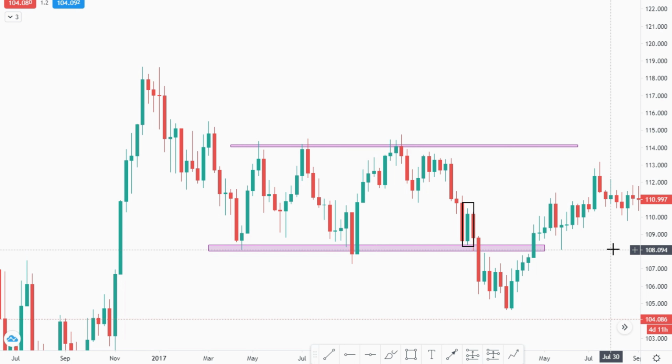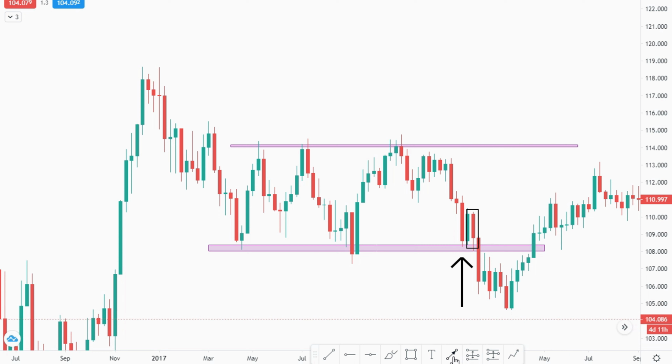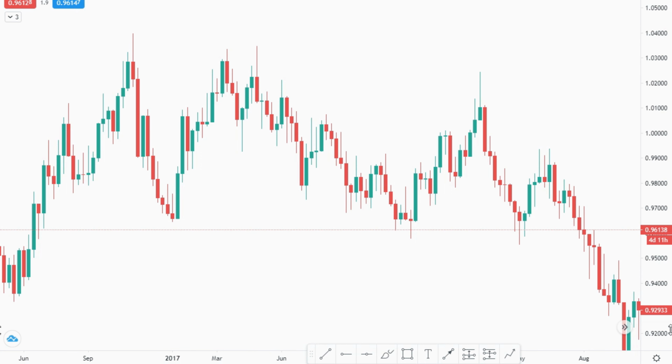Here is another example beginner traders make. They saw the small green candle, immediately jumped into the trade and took positions. The reason behind the green candle is some short sellers taking profit at the key level. Then it was followed by another bearish candle, which shows that there is no buy opportunity at this level. Look at what good price action and bad price action look like in the same chart. Let's look at one more example.